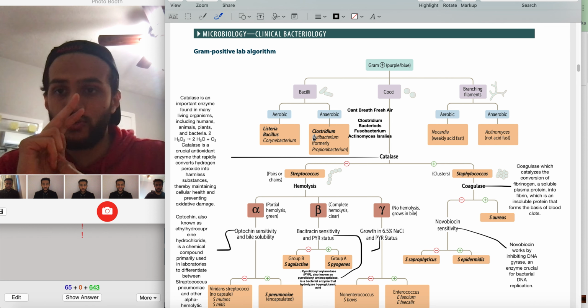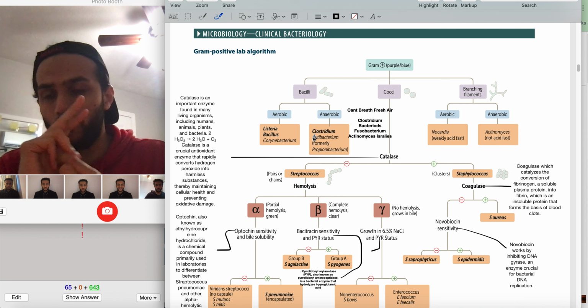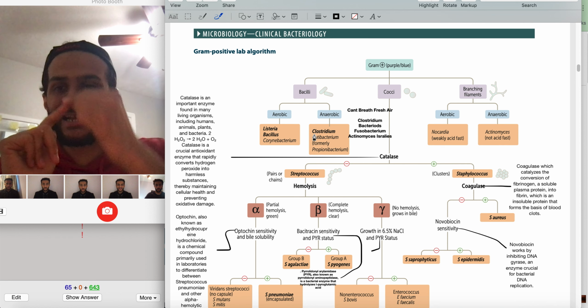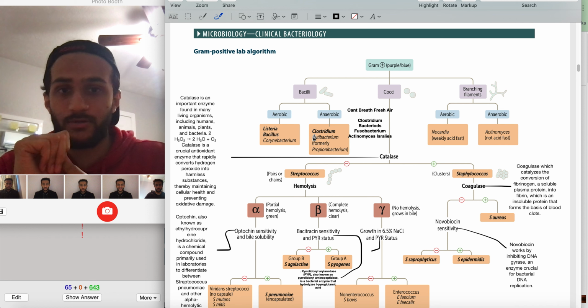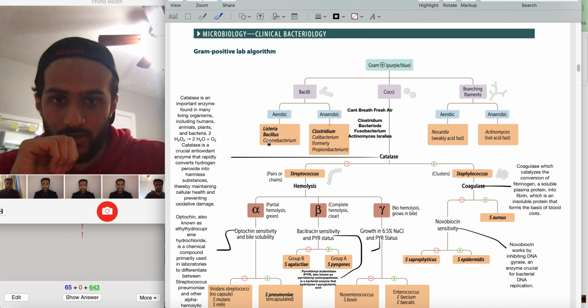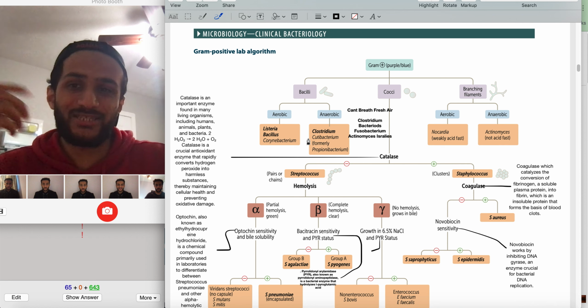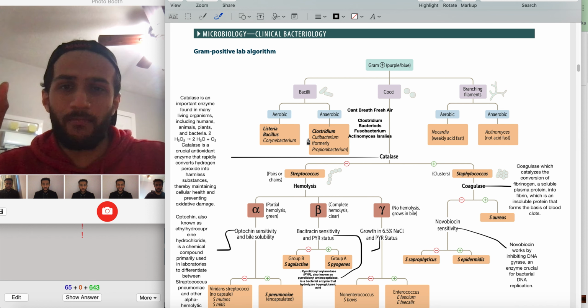Next is going to be Clostridium, but guys, Clostridium is going to be anaerobes. Then we're going to have Corynebacterium, and the last one is going to be Listeria. So we can see Listeria, Bacillus, Corynebacterium, Clostridium. We also have the Propionibacterium, but that's not very high yield.